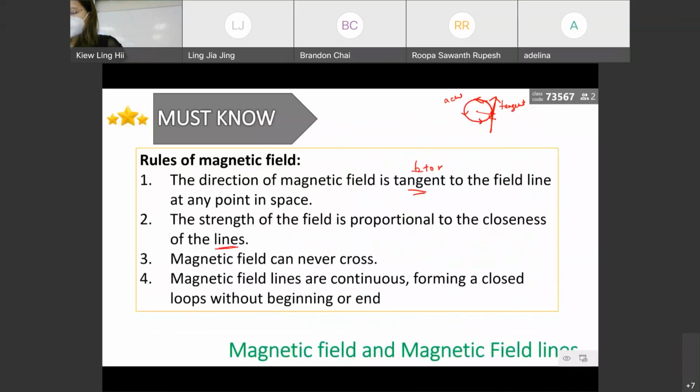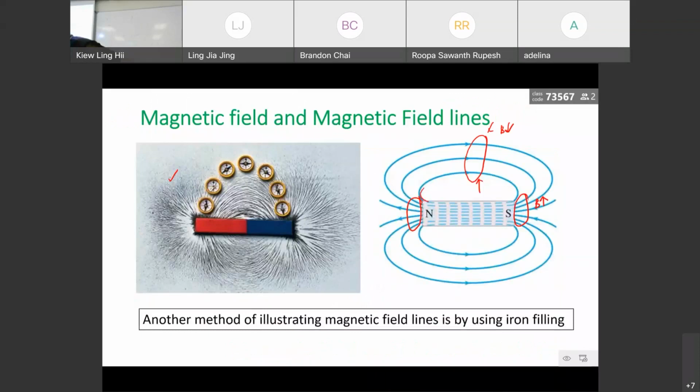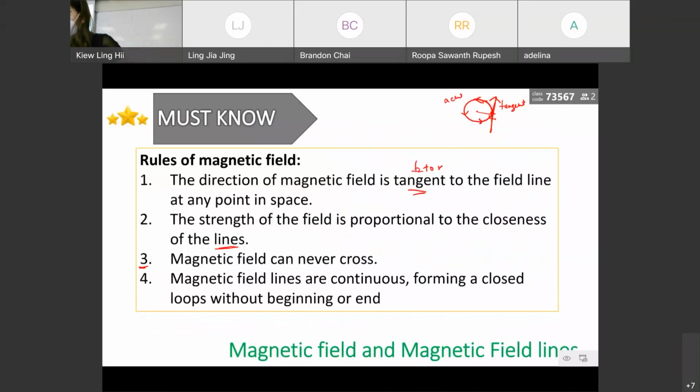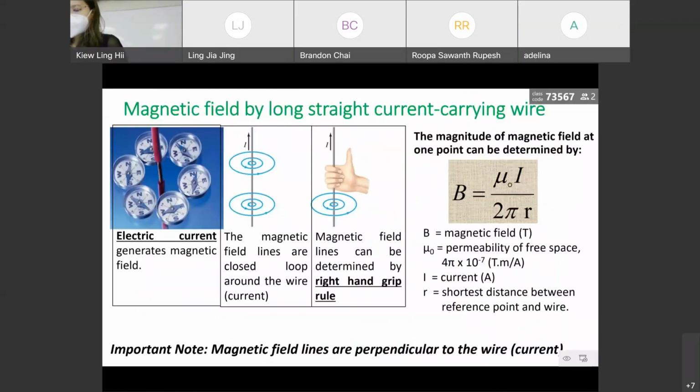The third one, magnetic field lines can never cross. If you look at here, the lines never intersect. They are separated. So they never intersect. Then magnetic field lines are continuous, forming a closed loop. Okay, so it's a closed loop, circle or oval. So now let's look at the first orientation.